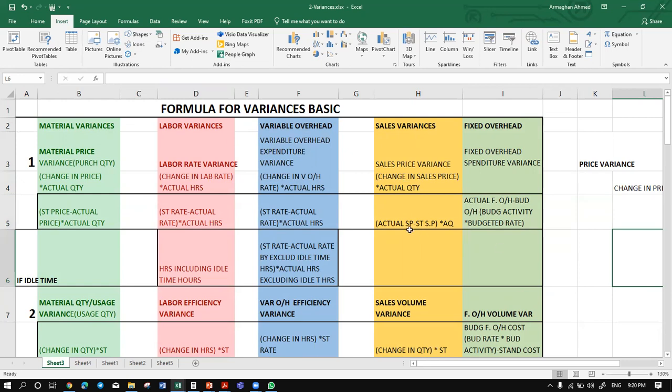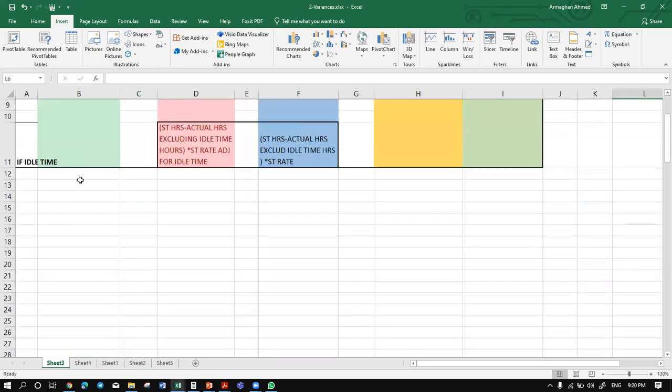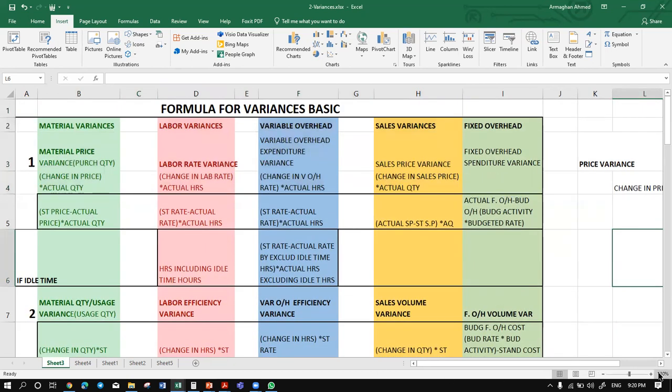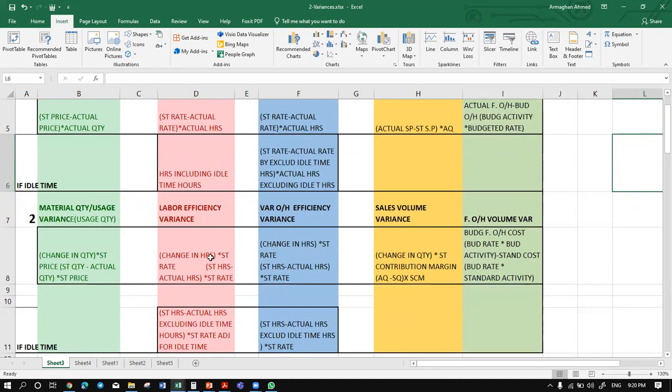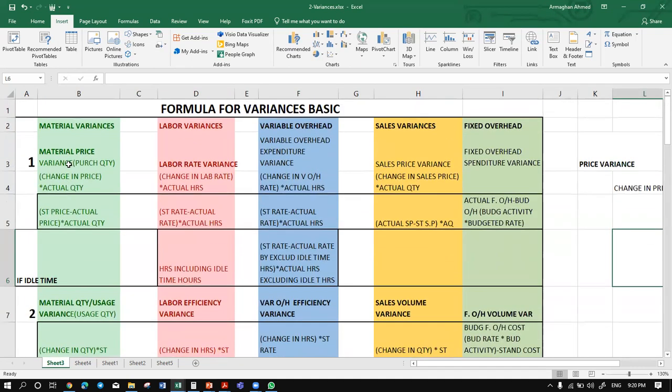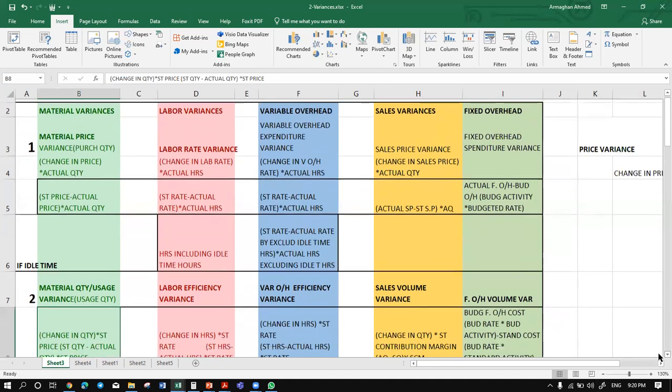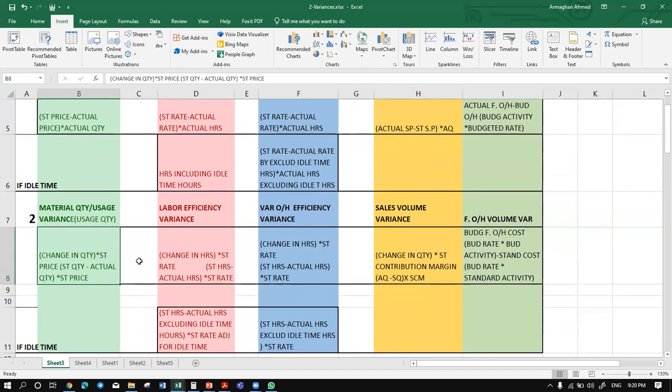Now let's come to the quantity formula. Here is the material quantity variance. In the price variance, it was change in price, into actual quantity. Here it will be change in quantity, into standard price. Opposite, right? Exactly opposite we are going.